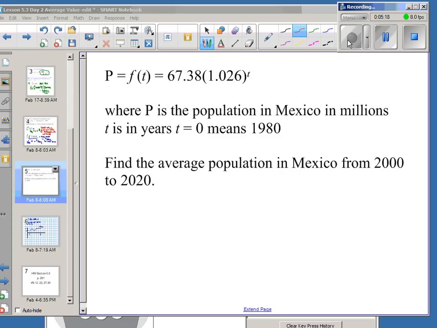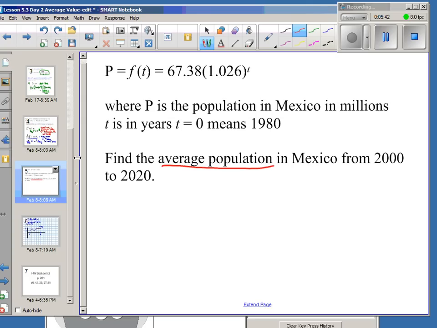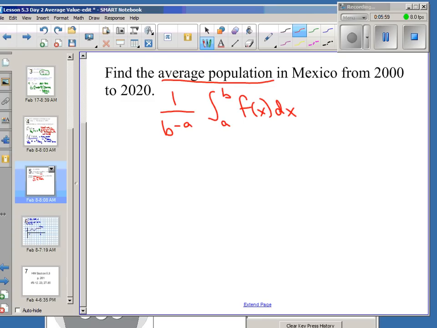Next one here, we have this function, P or f of t, equals 67.38 times 1.026 to the t power. And it says P is the population in Mexico in millions, and t is years, where t equals 0 means 1980. And they want us to find the average population in Mexico from 2000 to 2020. So average value, our form is 1 over b minus a times the integral from a to b of our function f of x dx. So in this case, since this is in 2020 and we're supposed to start in 1980, our b value is going to be 40.